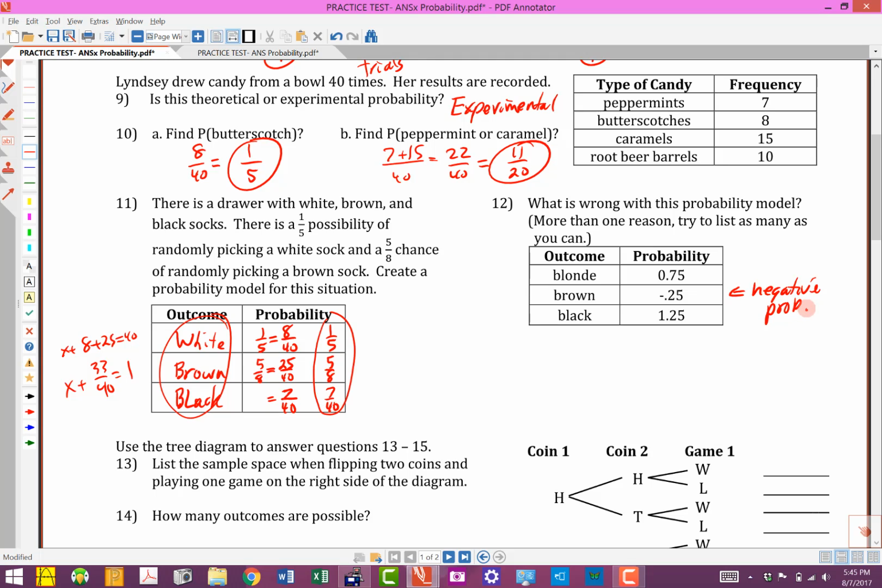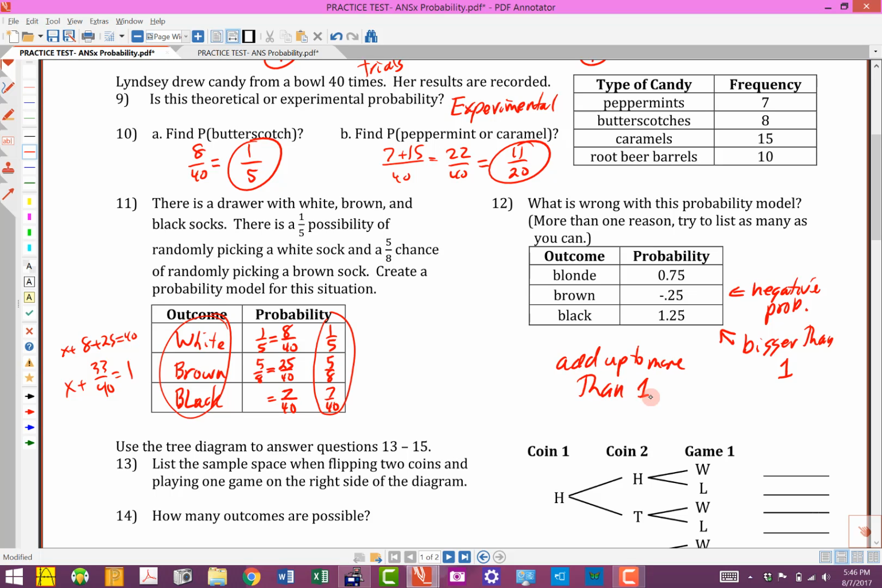Okay, there's an issue. This one right here, that's 1.125, so there's a problem right here, bigger than 1. We can't have a probability bigger than 1, because remember, 1's 100%. You can't get any better than a sure thing, 100%. Okay, and then the other thing is if we were to add these together, let's see, 0.75 minus 0.25, that's 0.5. These add up to, so I'm going to say add up to more than 1.